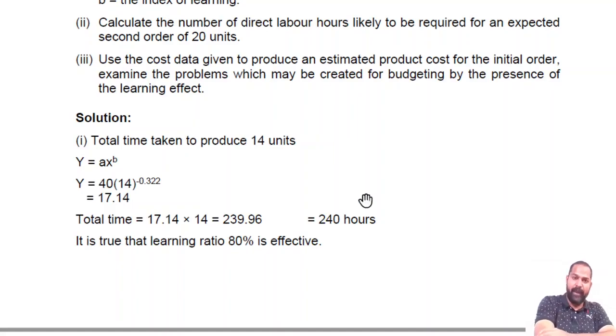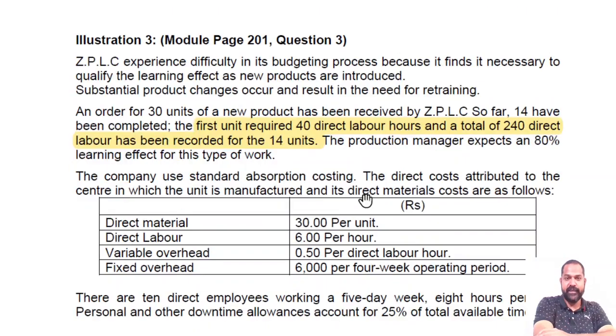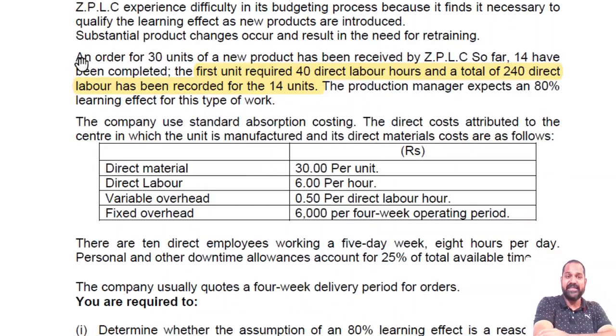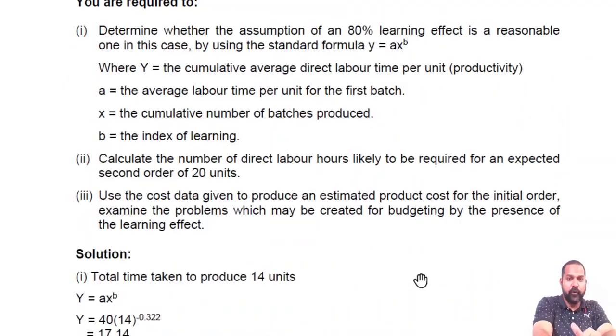So let's go back to the top. What does it say? What it says is that an order of 30 units of a new product has been received. Oh, so the first order is 30 units. What do you want me to do? You want me to calculate the number of direct labor hours likely to be required for an expected second order of 20 units. So, of the same product.